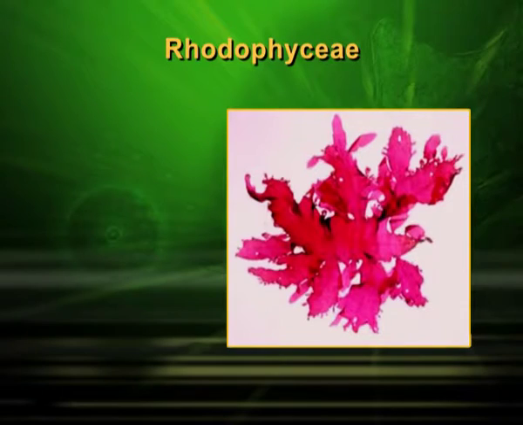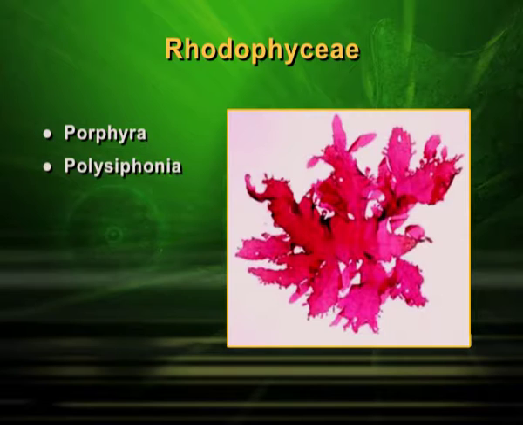But the thing to appreciate is that all three kinds of reproduction are found in this particular class, also called Rhodophyceae. The good examples of Rhodophyceae are Porphyra, a very famous kind of example, Polysiphonia and Gelidium.